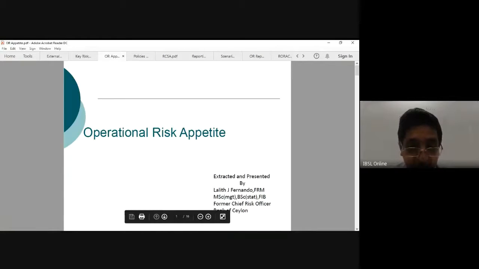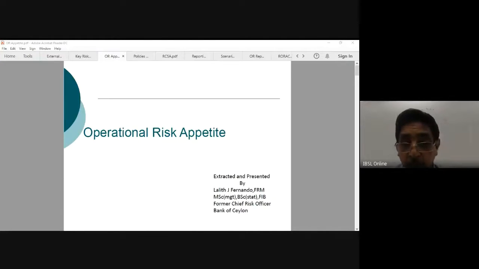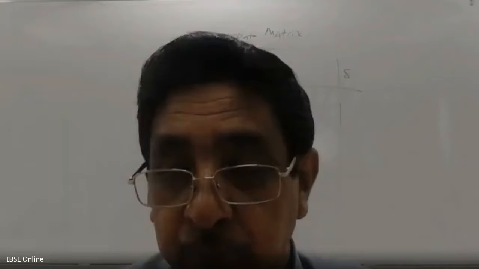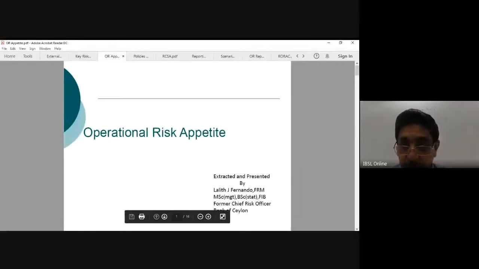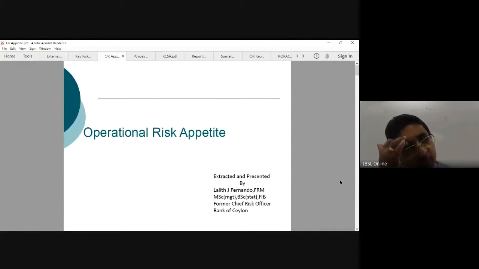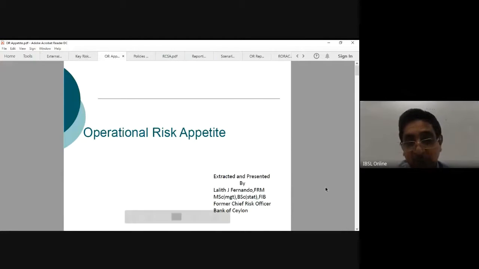Operational risk appetite. We see. Now, this is a little challenging and confusing type of a thing, where it is very difficult for us to have an idea about operational risk appetite, because the quantification is a little difficult. But anyway, we will see what we are going to do about this operational risk appetite matter.